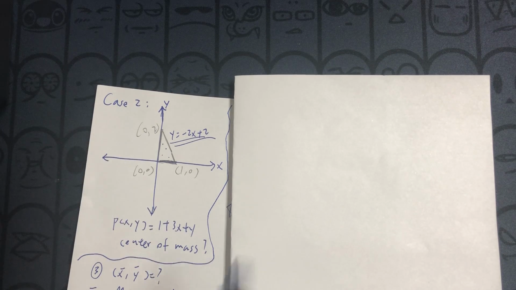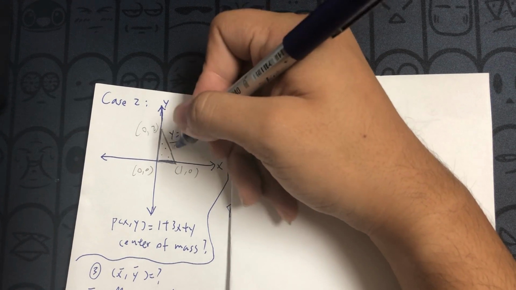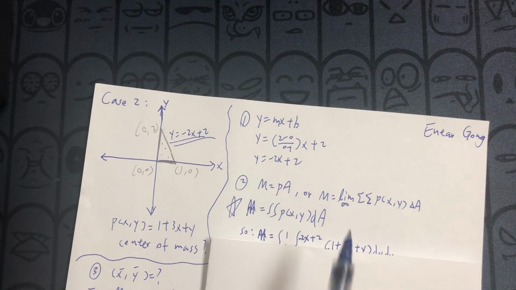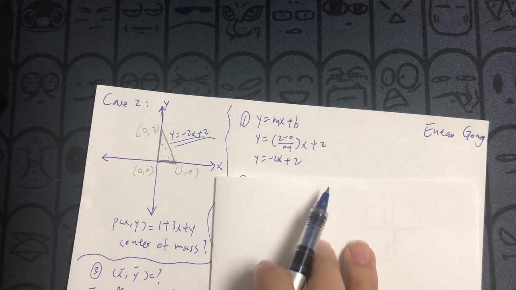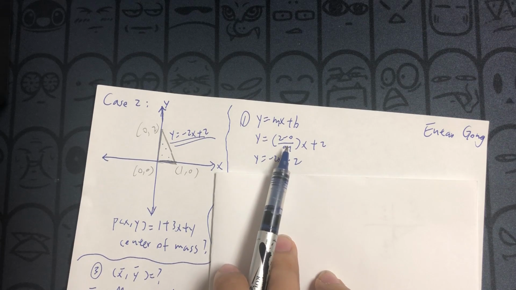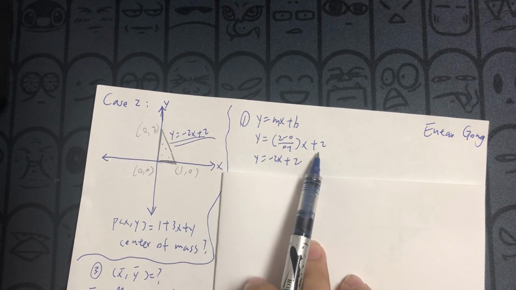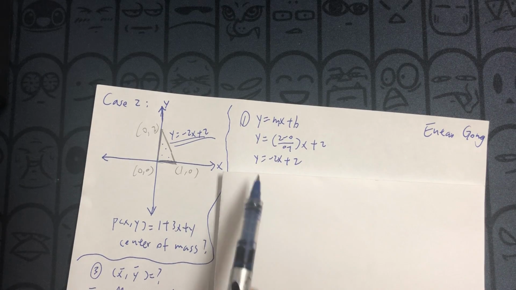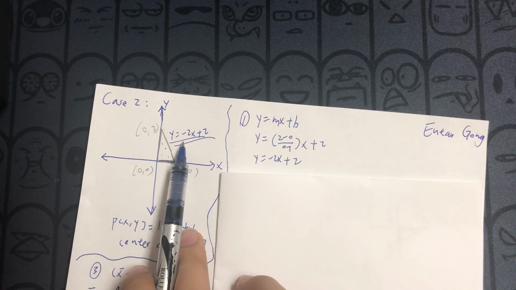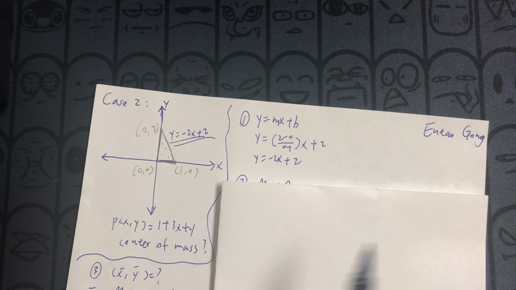First, we need to find the equation for this line, the hypotenuse. So we just do simple math, y equals mx plus b. The slope is rise over run from here, and then the y-intercept is 2, so plus 2. So that equals y equals negative 2x plus 2. And this is given also.